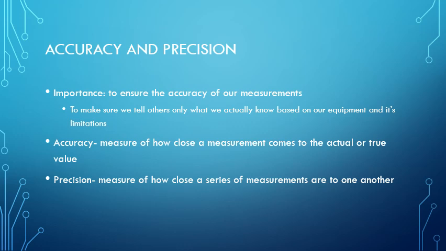So the accuracy of a measuring device is how close a measurement comes to the actual or the true value. The precision measures how close a series of measurements are to each other. It does not matter whether they are accurate or not.